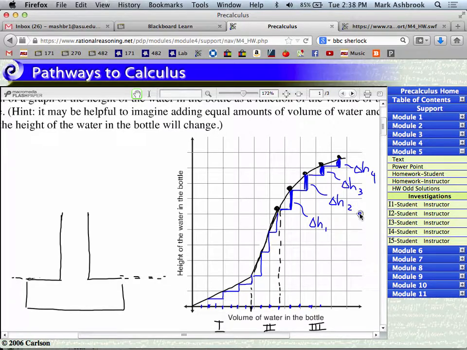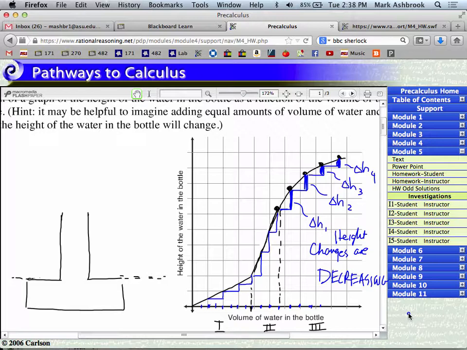So what about the changes in height? I'll try again. Is this change in height greater than, the same as, or less than that change in height? Less. So the changes in height are doing what? Decreasing. So the height is increasing, but the changes in height are decreasing.